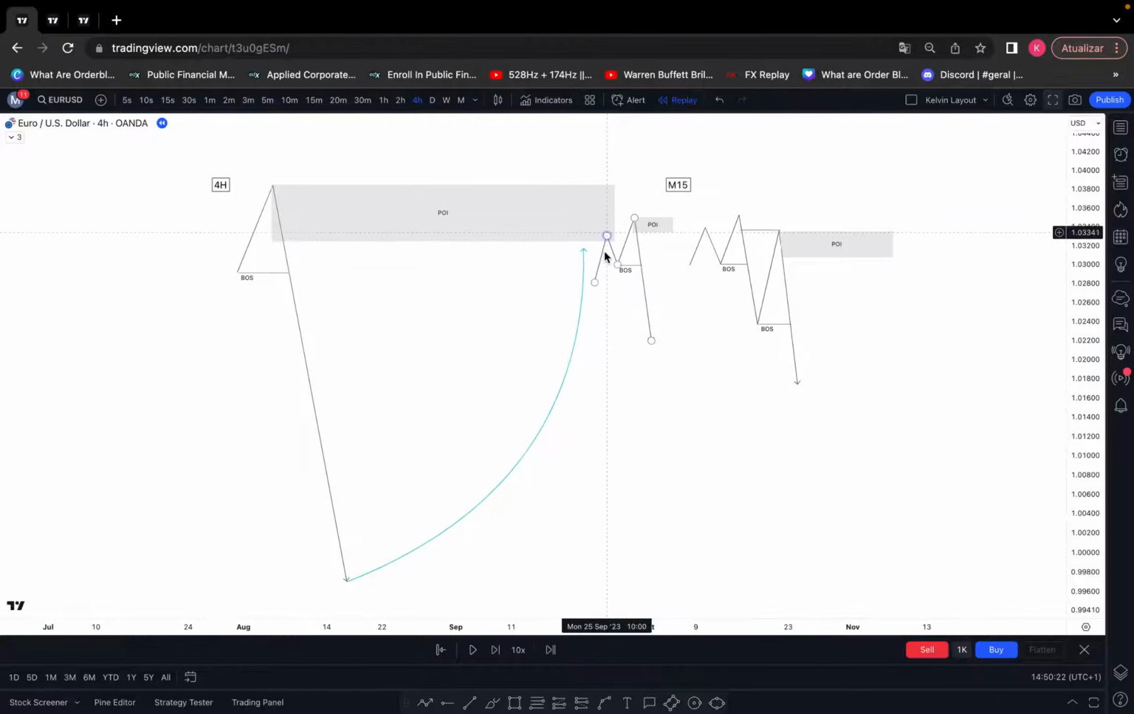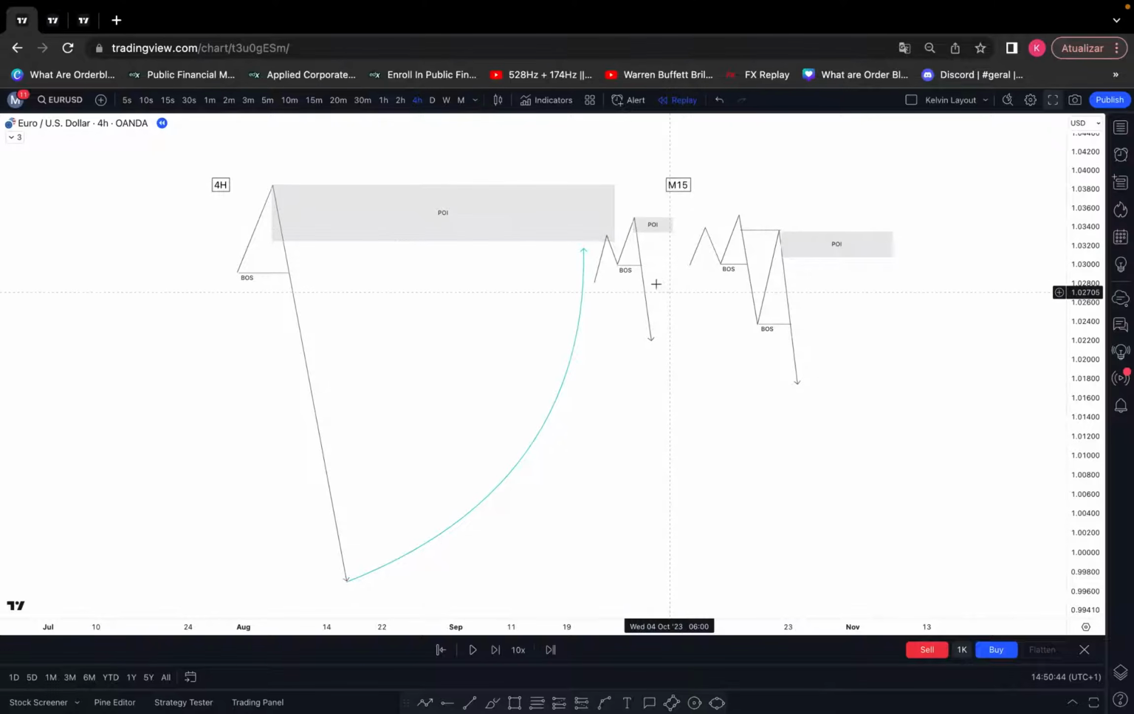Once price comes to your 4-hour point of interest, which is the order block, you are going to wait for the M15 change of character. So you drop down to M30 or M15, and you wait for one break of structure. This is what we call the change of character. You want to see a change of character to the downside, and then you set a limit order.